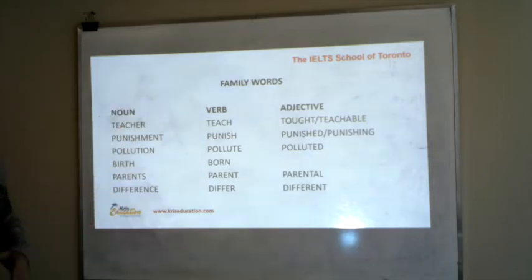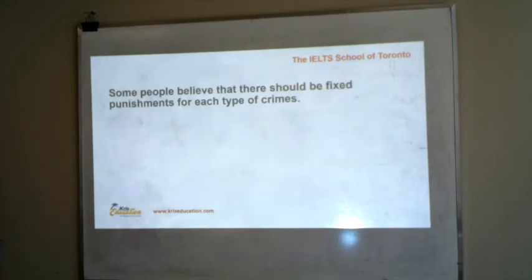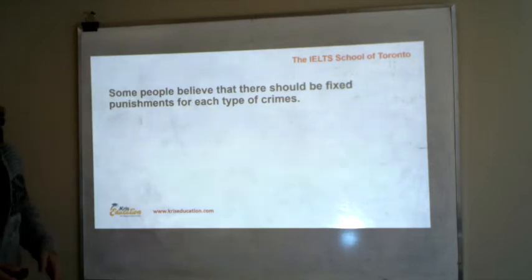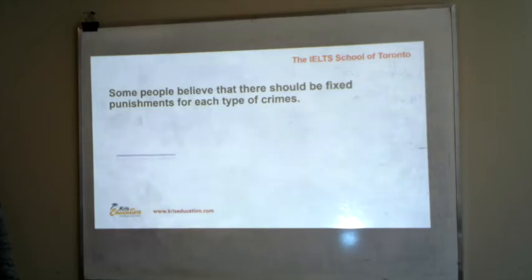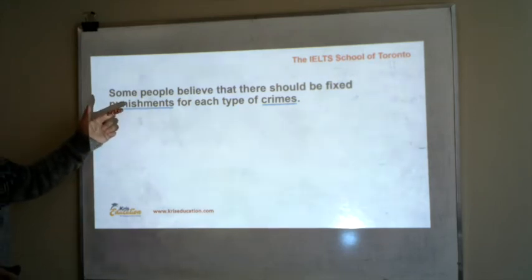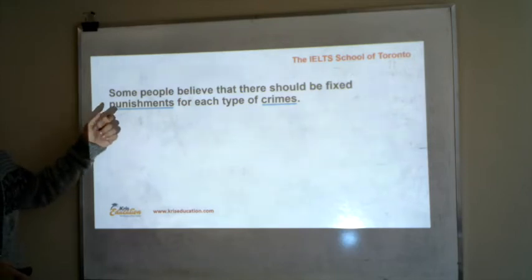So this is the idea of family words, and this is the idea that we will use to write the introduction, to paraphrase what IELTS gives us. So basically, this is the first sentence. This is what IELTS gives us. And here, we start by underlining the keywords. In this case, the keywords are punishment and crime, the most important keywords. Once you underline the keywords, can you think of a family word?